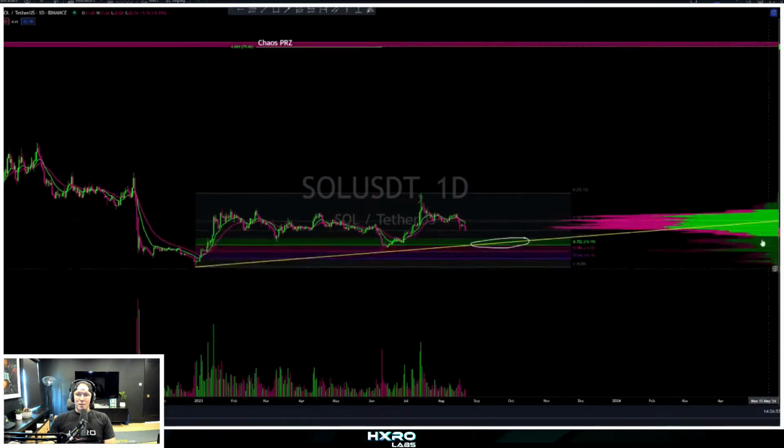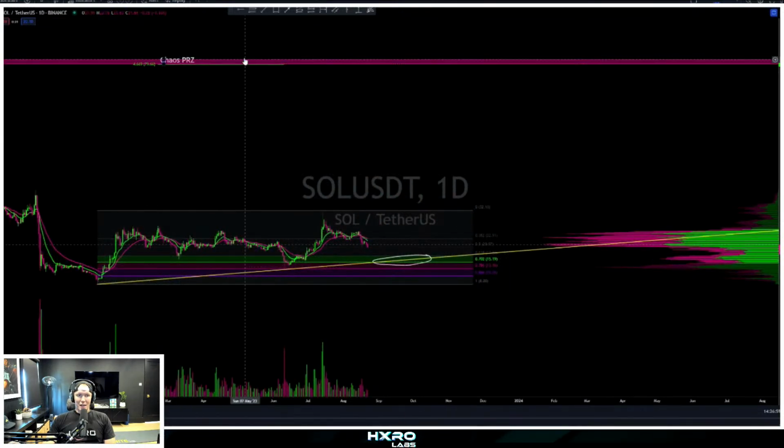And like I said, if we do form a big consolidation here and break out, the Chaos PRZs are up at like $80, which is dope. Doesn't mean they have to get there. It just tells me I know what I'll do if they do get there.